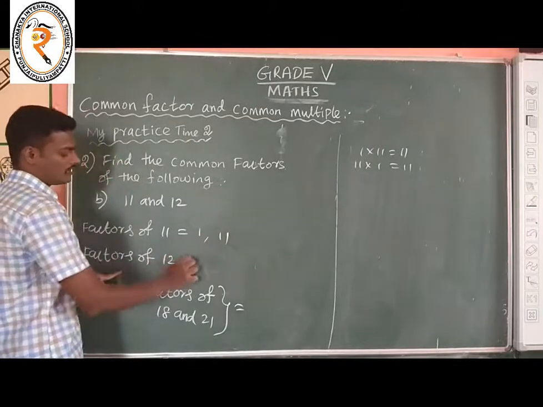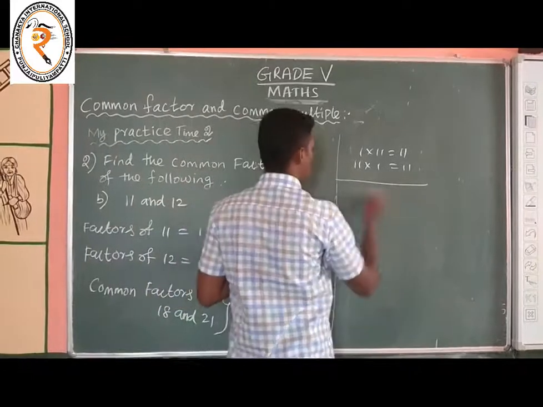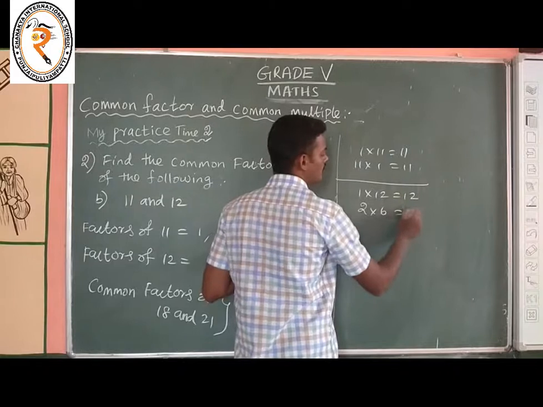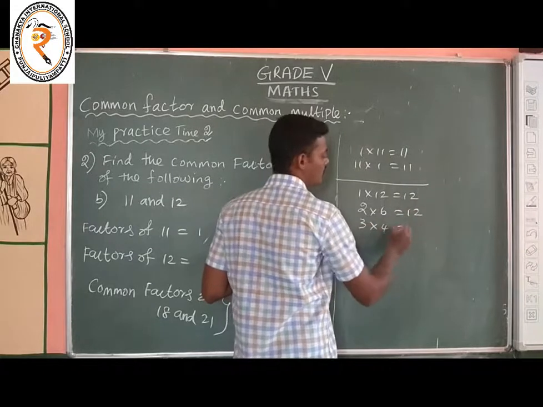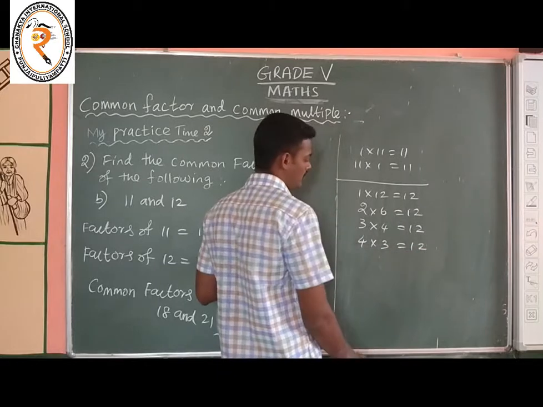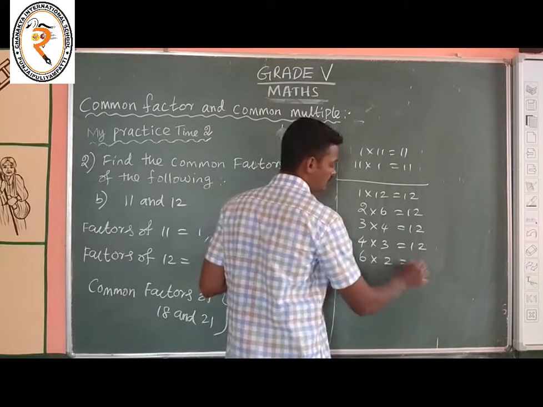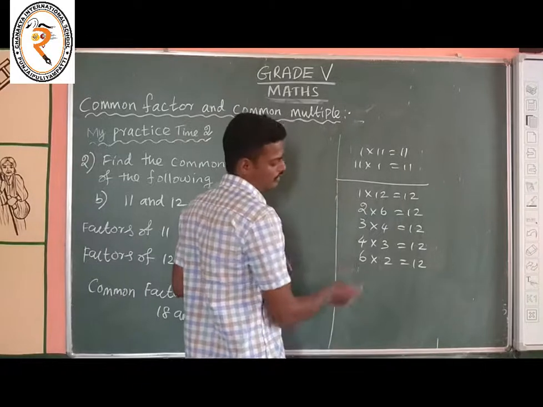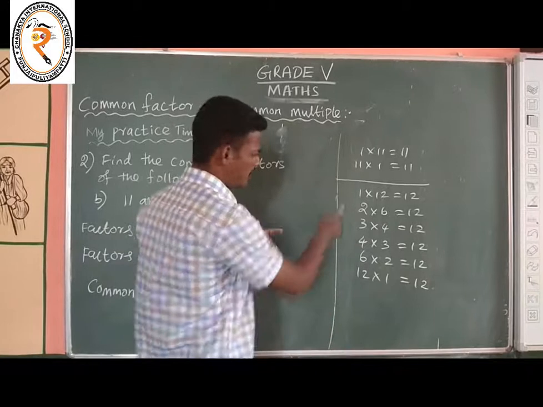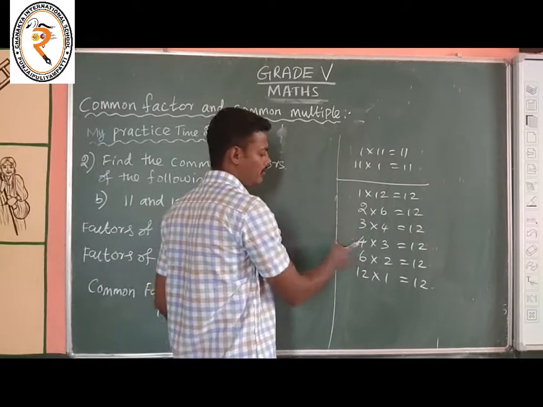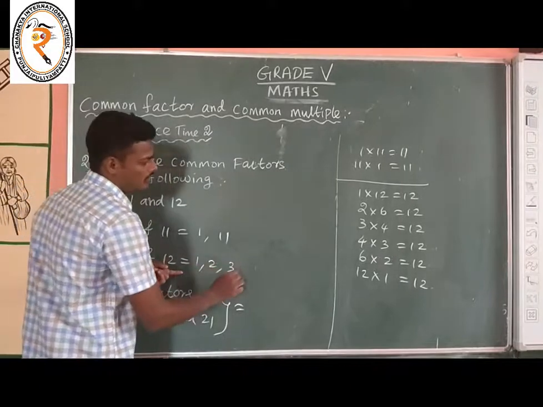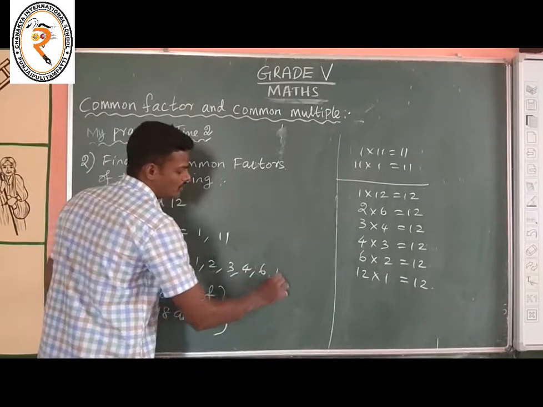Factors of 12. 12 comes in the first table, 1 12s are 12, second table 2 6s are 12, third table 3 4s are 12, fourth table 4 3s are 12, sixth table 6 2s are 12, and the 12th table, 12 1s are 12. So 12 comes in the first, second, third, fourth, sixth and 12th tables.